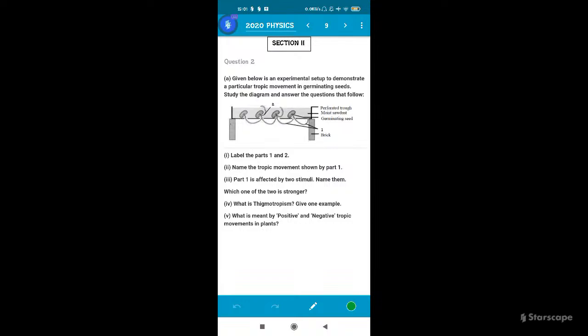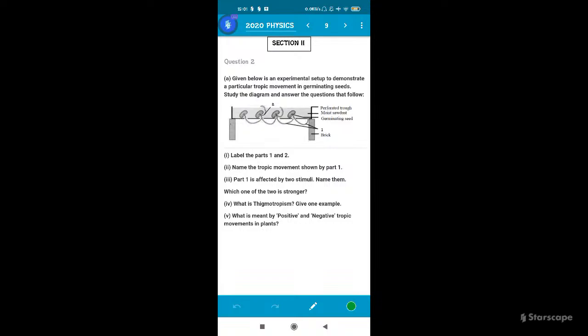So we are going to start with question number 2. Let's see. Given below is an experimental setup to demonstrate a particular tropic movement in germinating seeds. This is from the chapter Chemical Coordination in Plants, or the chapter related to plant hormones. Study the diagram and answer the questions that follow. Your first question is to label the parts 1 and 2. As you can see, 1 is actually the root portion of the growing embryo and 2 is the shoot portion of the growing embryo.